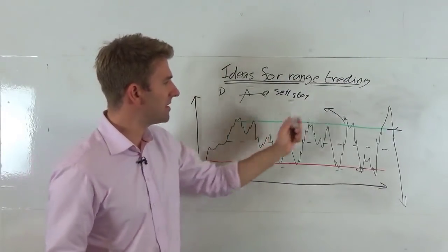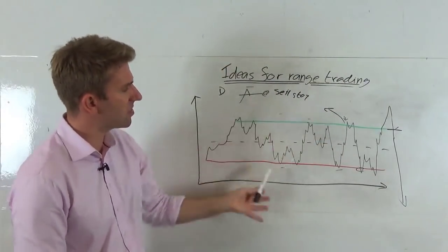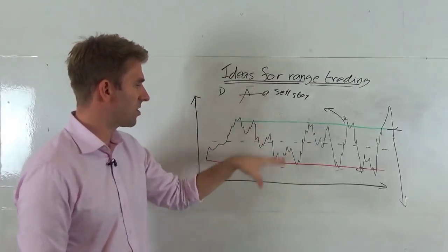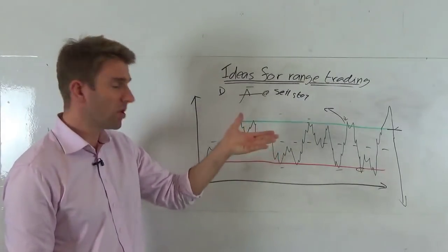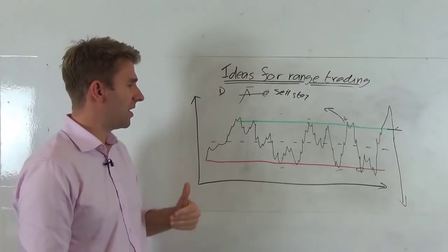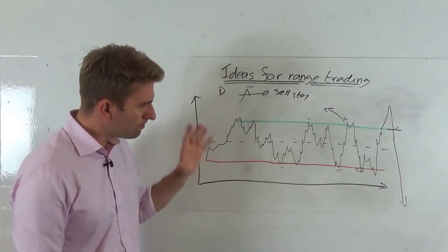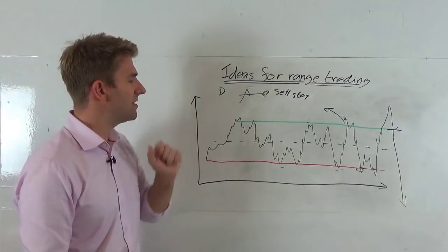So some ideas for range trading. Obviously flip it on the other side for the buy side. If it's going through the lows, we're going to do a buy stop to make us long. If we weren't already short, that'll make us net long. And again, scaling out into that. So that's ideas for range trading, guys.